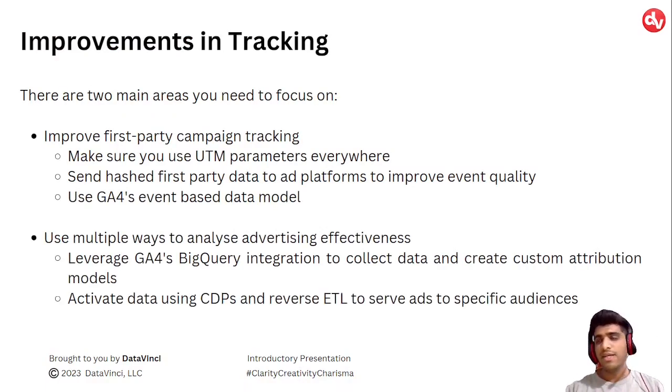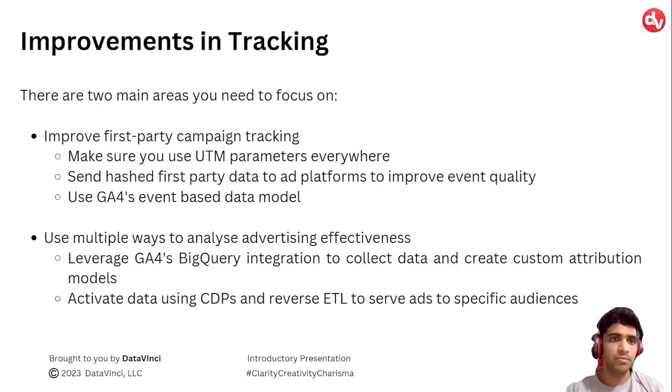So now that we've discussed all the privacy updates, you might have a question of how can we overcome them or how can we compensate for the loss of this particular tracking mechanism. So there are two ways you can do it. Number one, you can improve your tracking. And by improving our tracking, I mean improving the first-party campaign tracking.